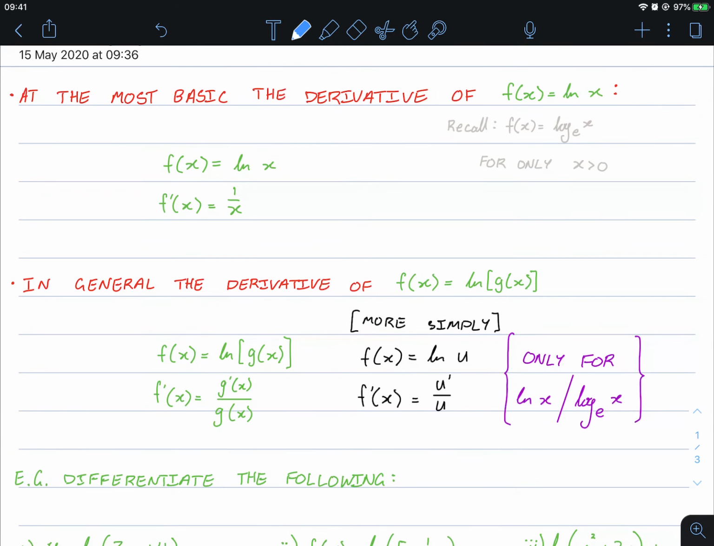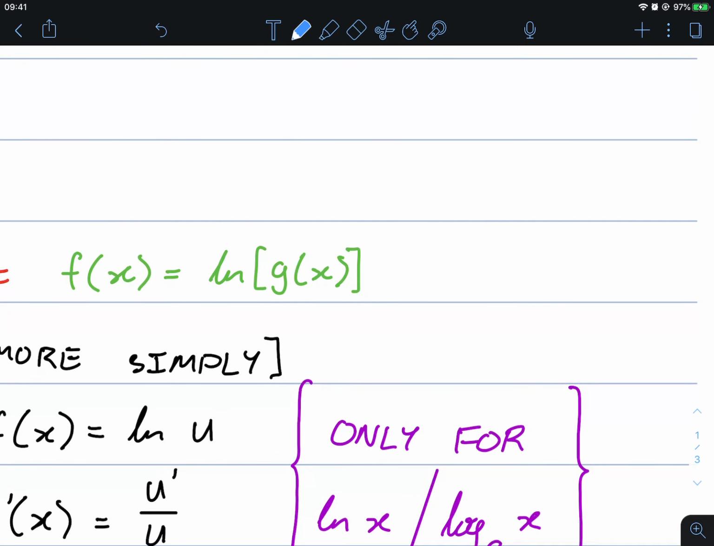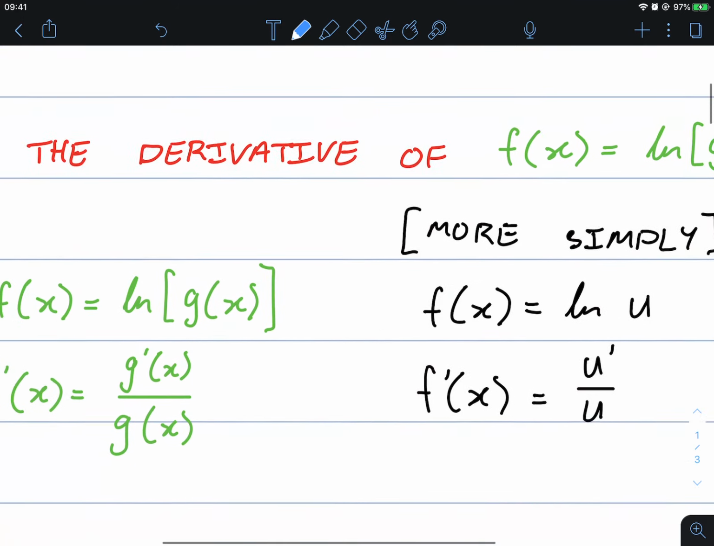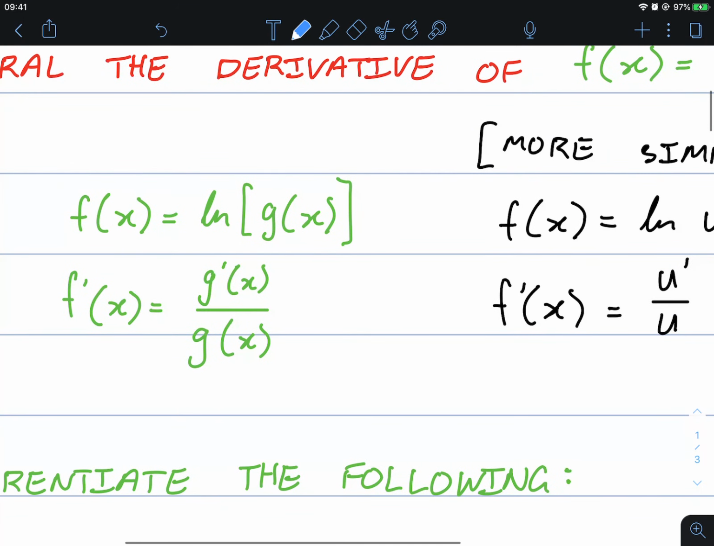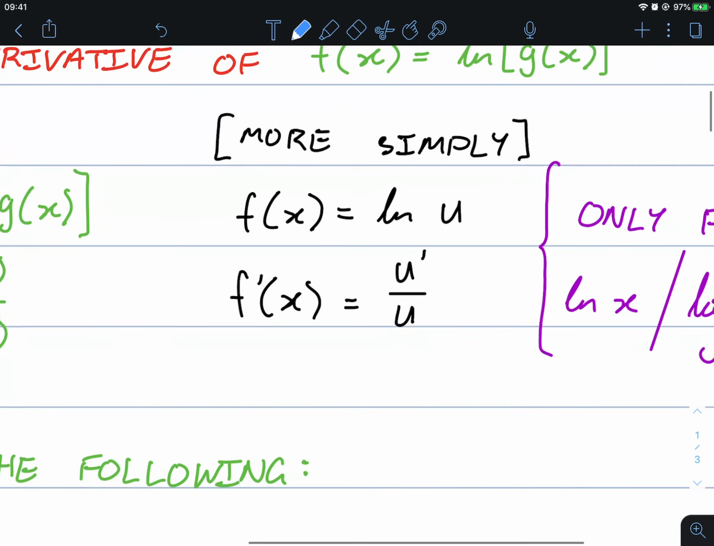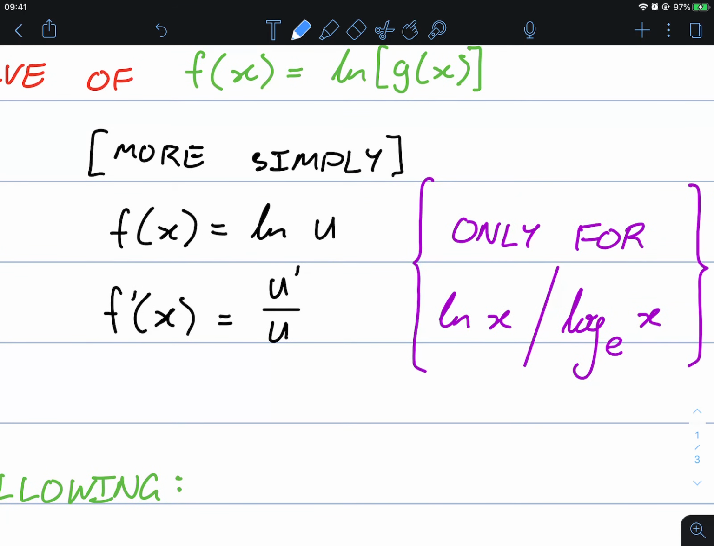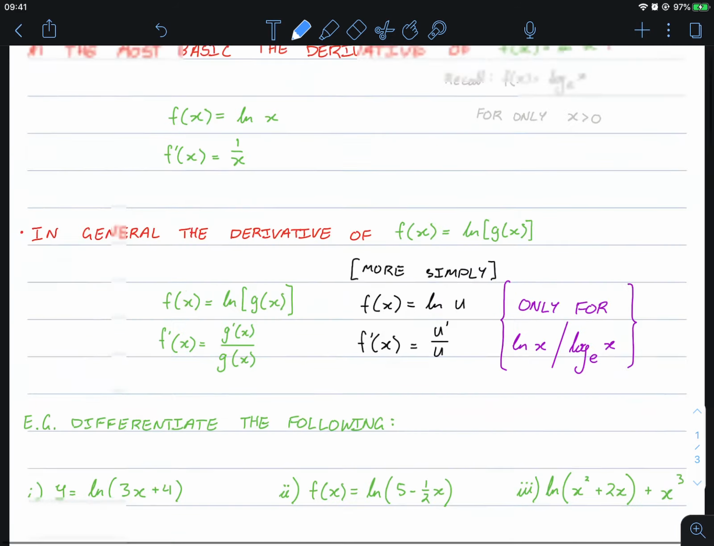But in general, if we wanted to find the derivative of f of x equals ln of some function g, the derivative of this is the derivative of g of x over the function g of x. Or even more simply, if we're given f of x equals ln u, f prime of x equals u prime on u. And this is only true for log base e, or ln.